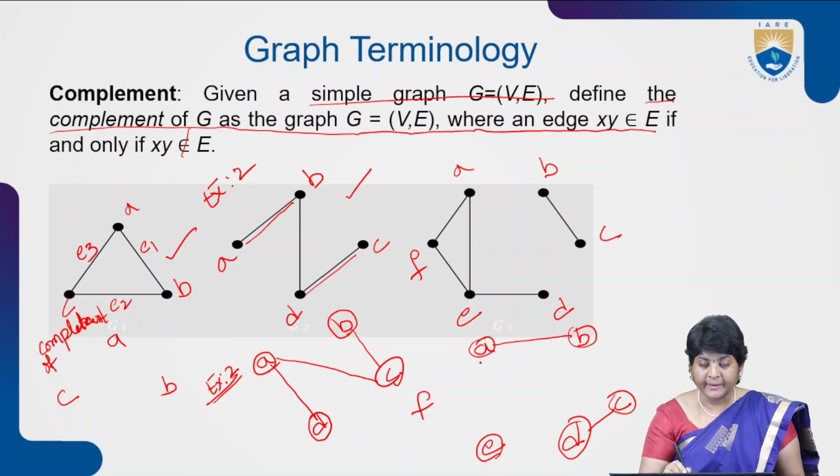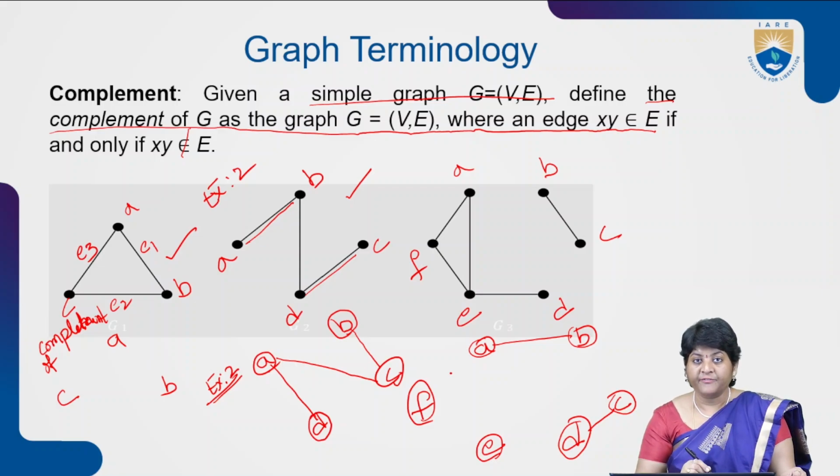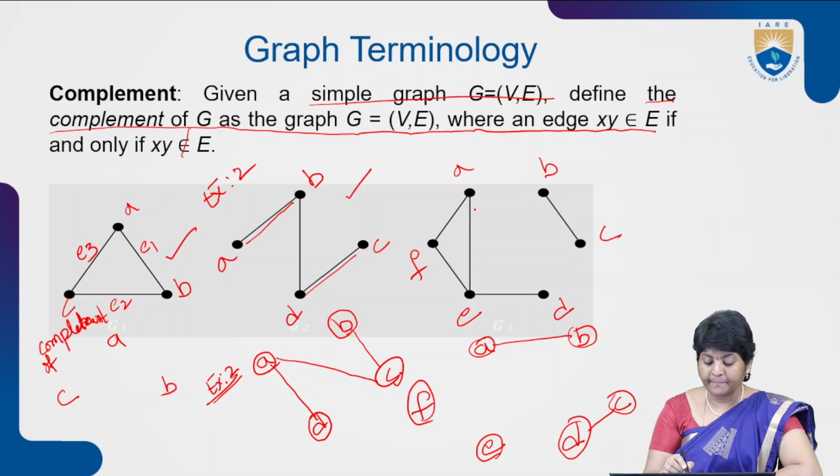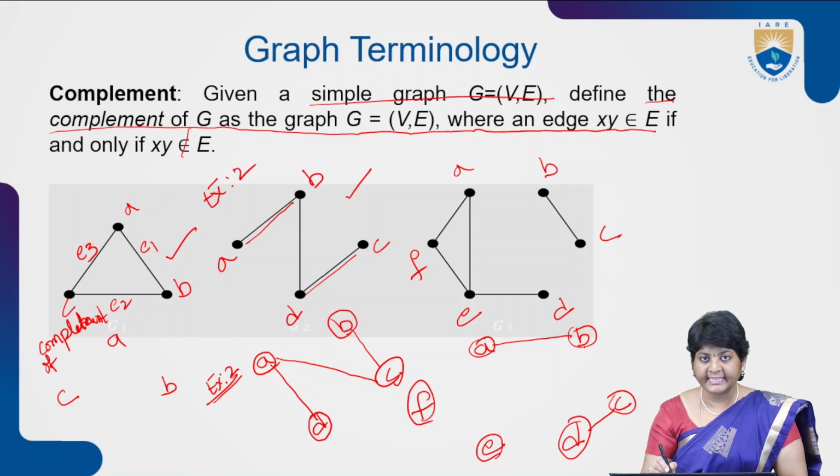Now A to E connection is there, not required. E to F connection is there, not required. A to F connection is there, not required. Now we need to check wherever the connection is not there, we need to establish. First, initially I am going to take A. A is connected to B? No. So we connected here.